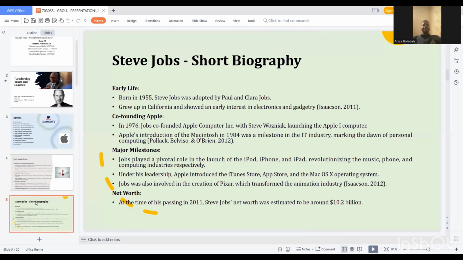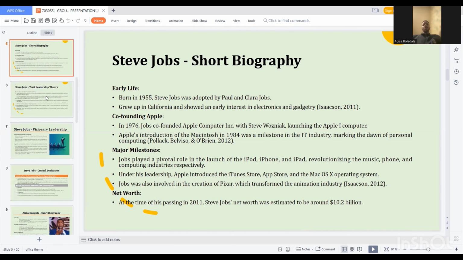Thank you, Juanita. I will start with Steve Jobs' short biography. Steve Jobs, a name synonymous with innovation, was born in 1955. Jobs co-founded Apple in 1976. Under his leadership, Apple introduced revolutionary products like the iPhone, changing how we interact with technology. His net worth at the time of his passing in 2011 was estimated at $10.2 billion.